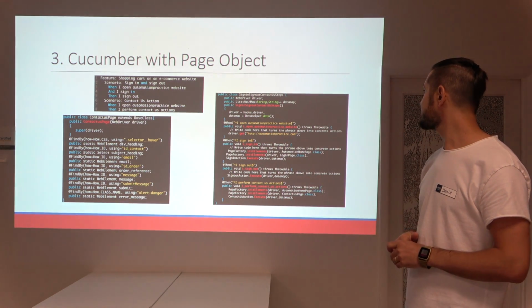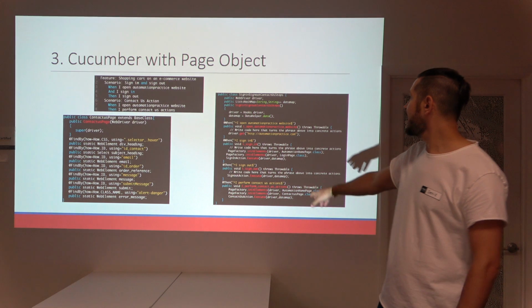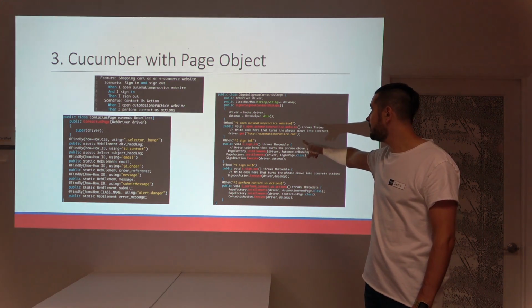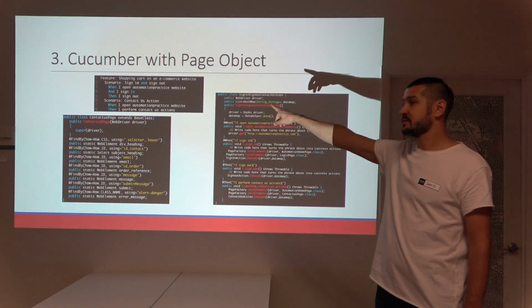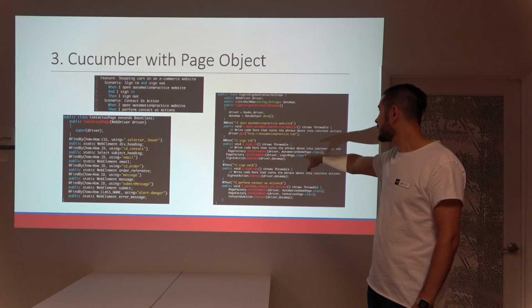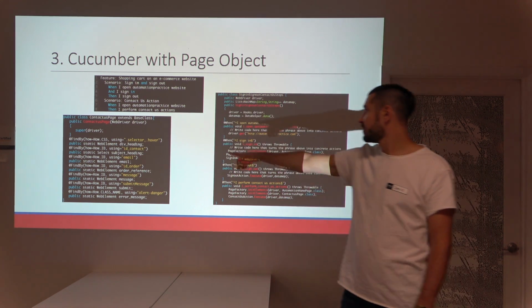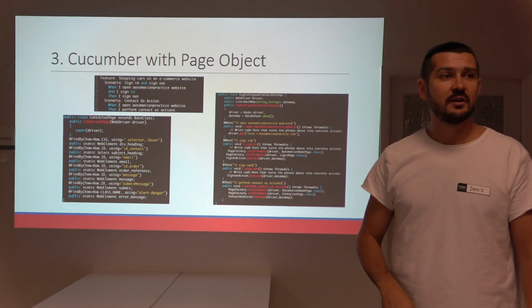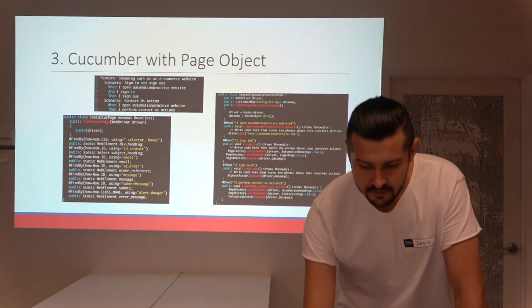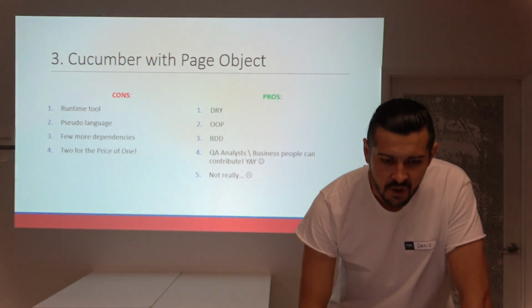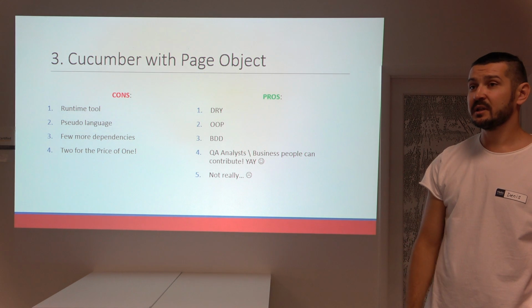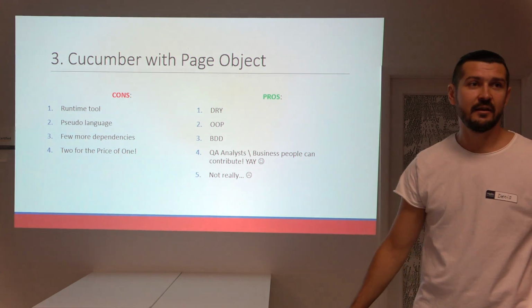But in order to do so, you need to have another class here that will map those steps with actual code. And here you will use the page object model, which is another one. So it's even more coding, right? So my personal opinion, I hate that a lot about Cucumber.